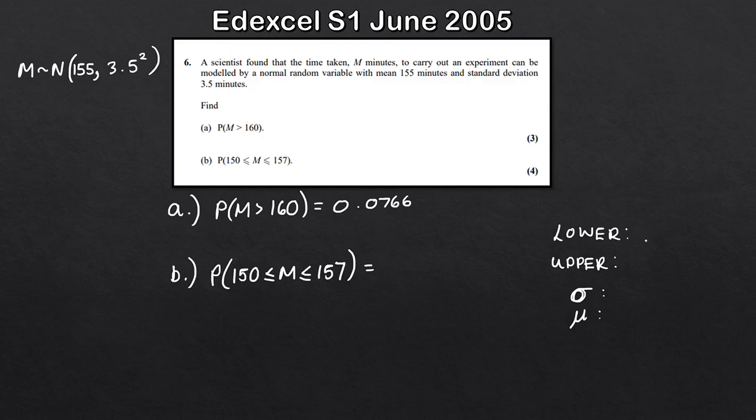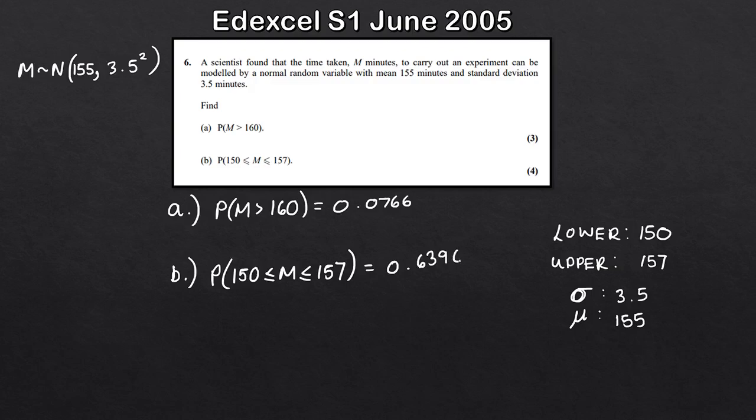So for the lower, that would just be the lower value of this interval, so this 150 here. The upper will be the upper bound, so that's going to be 157. And then the standard deviation and the mean, again, we just take that from the question. So the standard deviation is 3.5, and the mean is 155. And if we press execute on our calculator, so I just input it myself, 157, what you should get here is 0.6393. So 0.63. In fact, I got something slightly different.